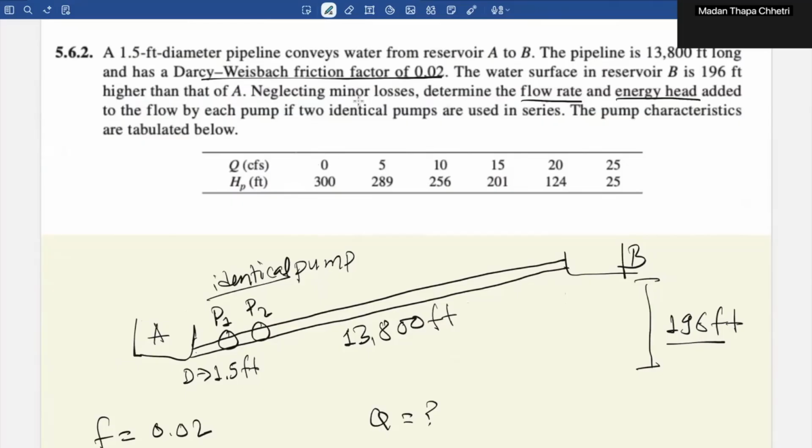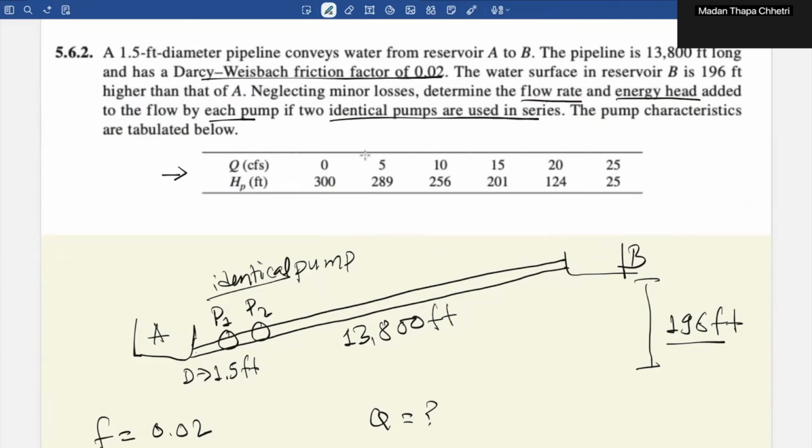It also asks us to neglect the minor head loss, and we need to compute the flow rate and the energy head added to the flow by each pump if two identical pumps are used in series. So here are the pump characteristics, which are given as Q and HP.